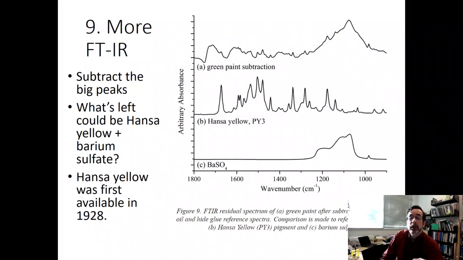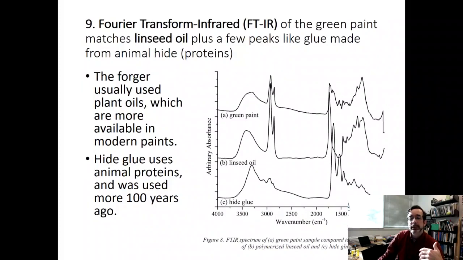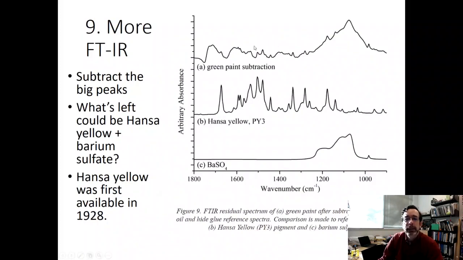They did more FTIR. What they did is they actually subtracted the big peaks out. They did some kind of subtraction to remove these big peaks that were overwhelming everything else, because the green paint was mixed in with other paints. Maybe by subtracting out the signal of the green paint, they could see a signal underneath it that is another paint in these other peaks, in this mess over here especially. See, this mess is around 1500 to 1000 on the graph. Well, let's see, they're zooming in on that part.